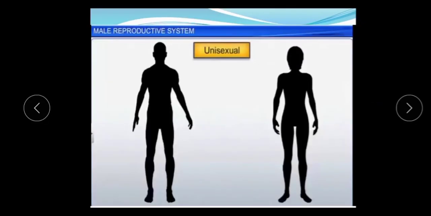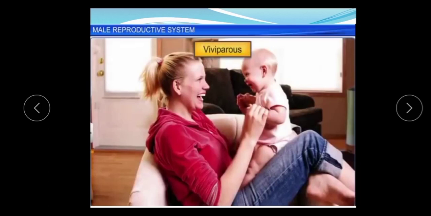As we know, humans are sexually reproducing unisexual organisms. We call them unisexual because male reproductive structures and female reproductive structures are present in two different organisms. Male will have male reproductive structures and female will have female reproductive structures. Because of that we call them unisexual. And humans are viviparous, because they give birth to young ones.